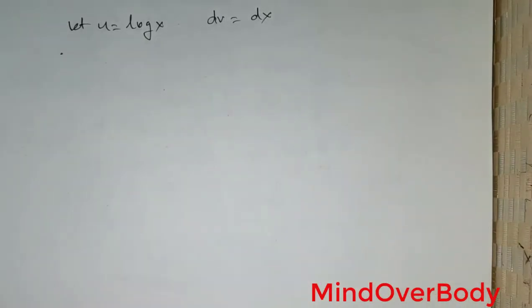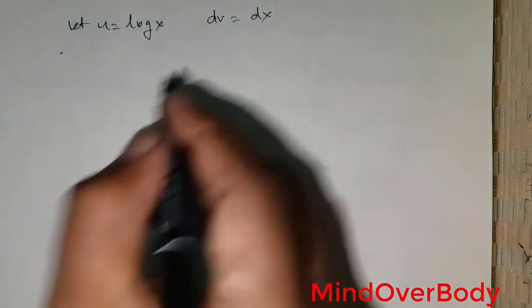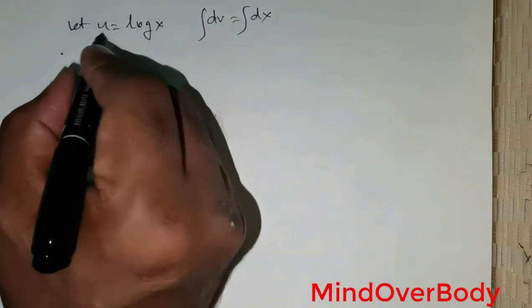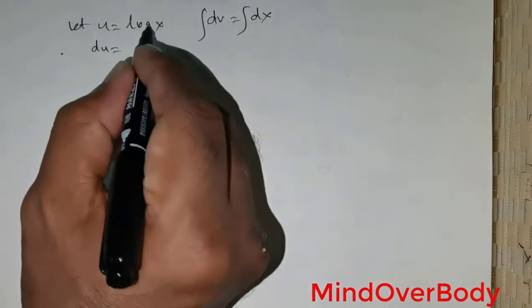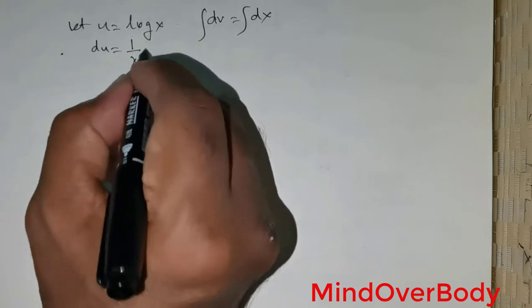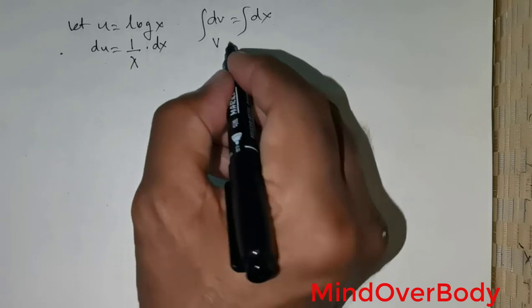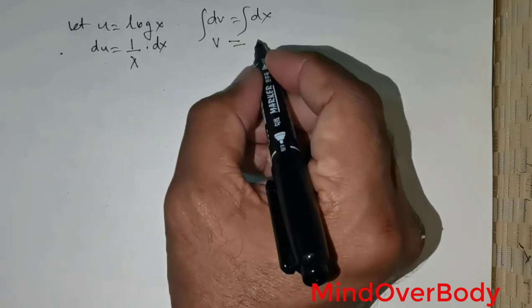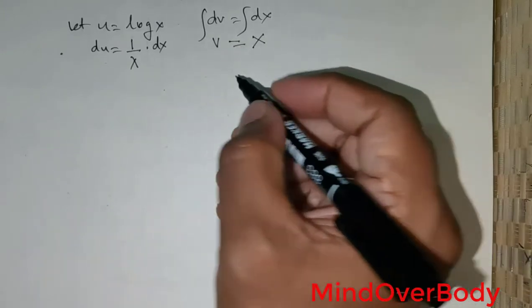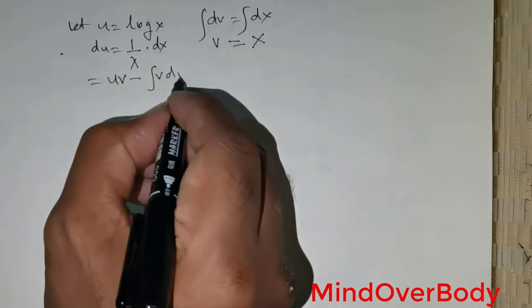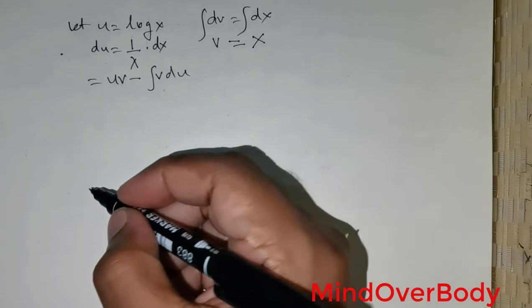So what I will do is I will have to differentiate u and integrate this dv. So if we were to differentiate u, it's going to be du is equal to differential of log x, which is 1 over x times dx, and integration of dv is going to be v, integration of dx is going to be x. So this is equal to uv negative integral v du. So this is the formula.